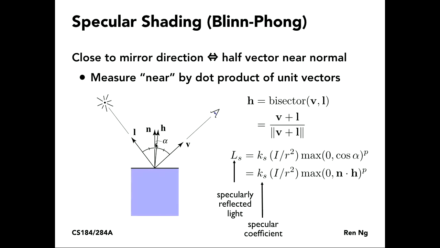So the angle between the normal and the half vector is something that we can use and study. In particular, here's the model. As you can notice, it's very similar to the diffuse shading model, except that this term here is cosine of alpha, and it's raised to a power p. This alpha term right there is going to be the dot product between n and h, the half vector and the surface normal, and then raised to some power p.